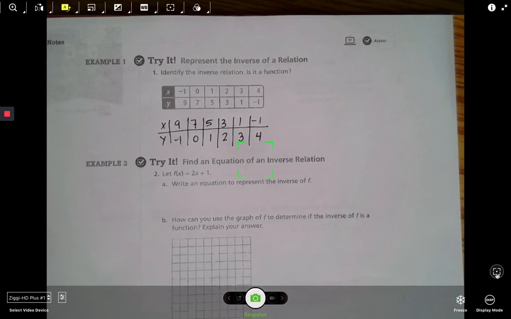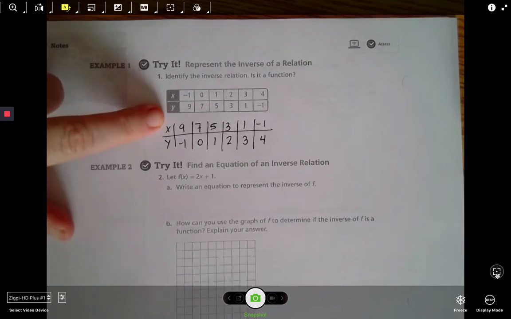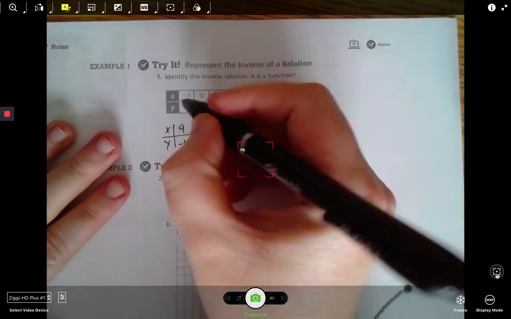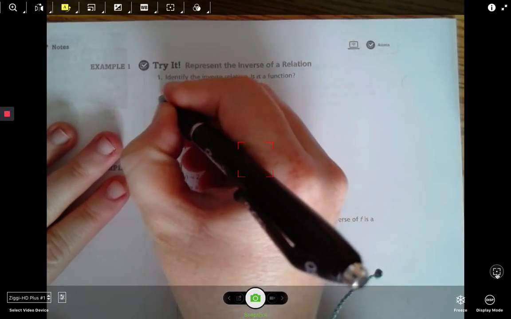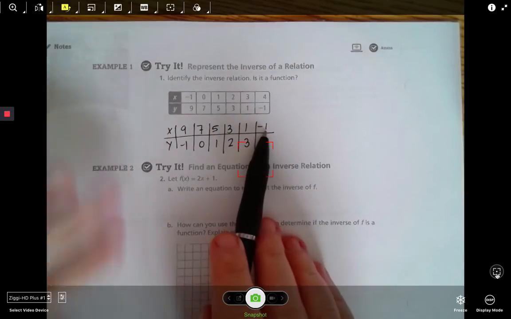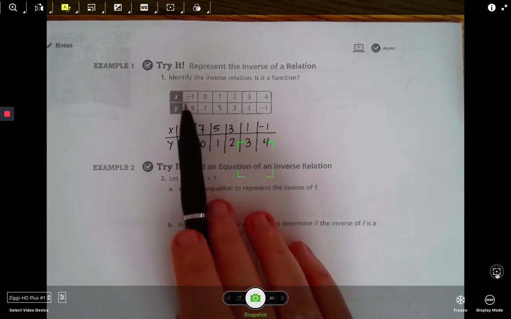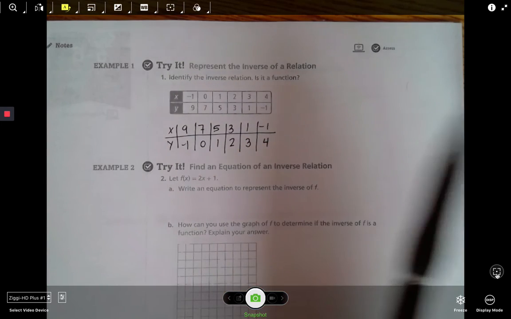Yes, I just flipped the table. What was my x values? See, I just flipped them, right? What was my y values and now my x values? What were my x values and now my y values?